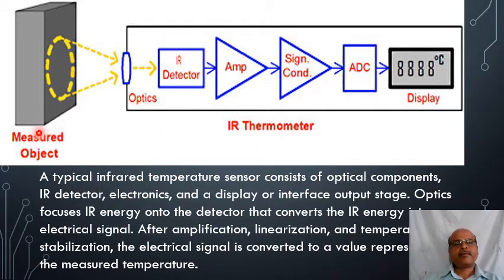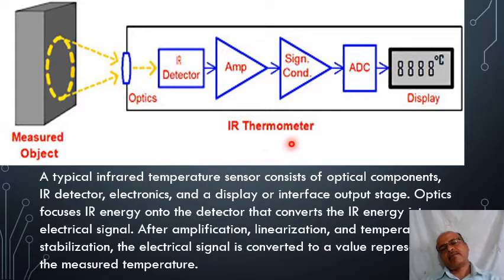If you observe the basic block diagram of the IR temperature detector, first is the measured object, whose temperature we have to measure. Next is the optics, and then the IR detector. To raise the strength of the signal, amplifiers are generally used. A signal conditioning circuit is also used, then an analog to digital converter, and a display to show the temperature.